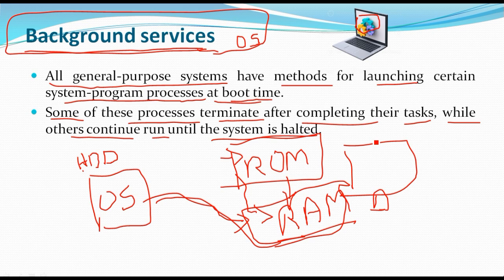We can complete a task that is shown on the screen. So we close the file that is displayed and we can see whether the file is closed or not. But certain programs run in the background continuously until the system gets halted. That is the background service of the operating system.